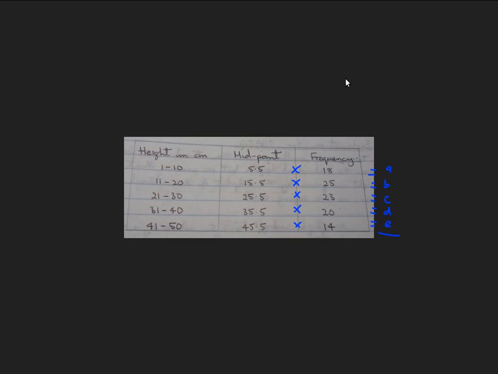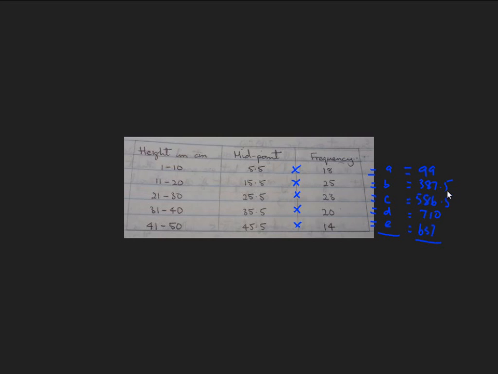5.5 by 18 is 99. So this is actually equal to 99. 25 by 15.5 is 387.5. 25.5 by 23 is 586.5. 35.5 by 20 is 710, and 45.5 by 14 is 637.